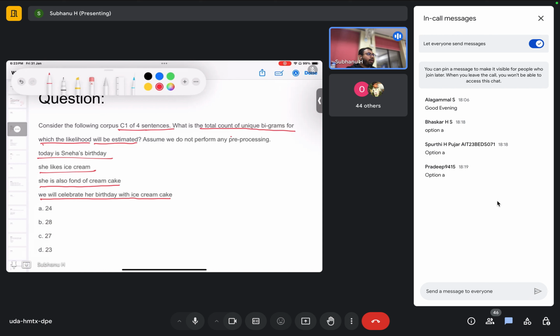So this is a corpus of four sentences. Okay. So these four sentences together make a corpus. Now, what is the total count of unique bigrams?